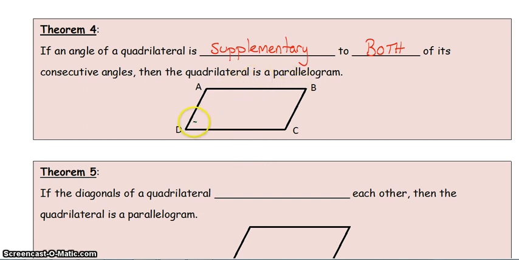So if I knew that angle D was 80 degrees and that angle A was 100 and angle C was 100, I could say that angle D is supplementary to both angle A and angle C, so this must be a parallelogram.